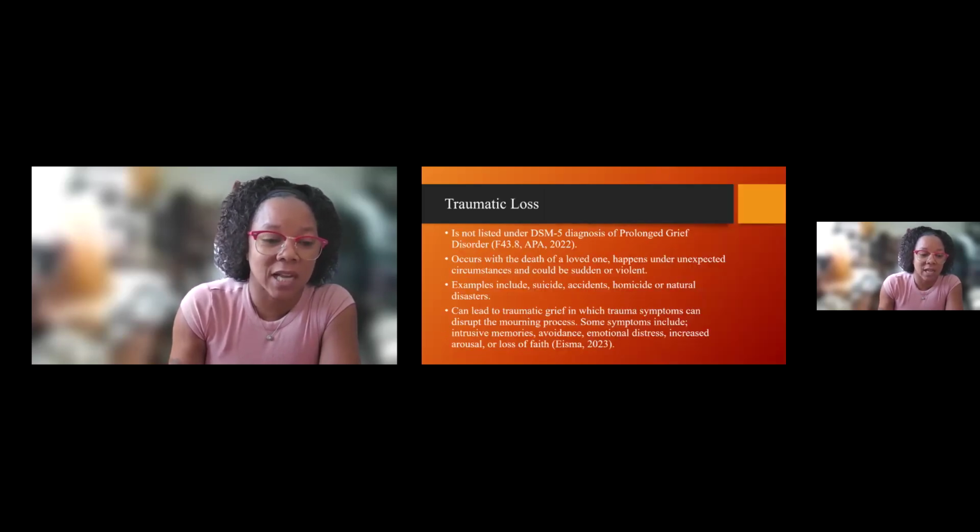Traumatic loss. It's not under the DSM-5 diagnosis of prolonged grief, but it occurs with the death of a loved one, happens under unexpected circumstances, and could be sudden or violent. Examples include suicide, accidents, homicide, or natural disasters. Can lead to traumatic grief, in which trauma symptoms can disrupt the mourning process. Some symptoms include intrusive memories, avoidance, emotional distress, increased arousal, and loss of faith.